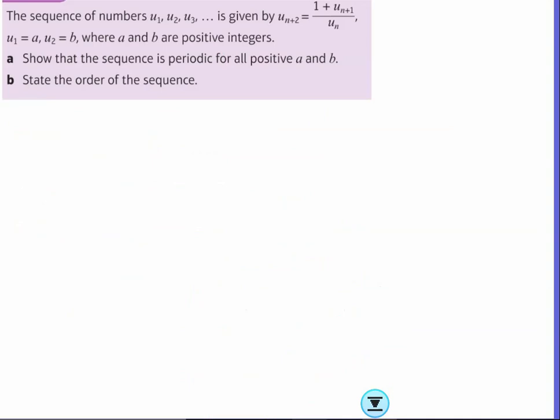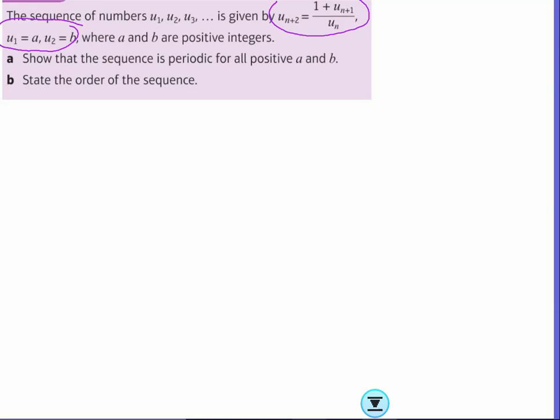Time for the big guns. We have a sequence. There's very little numbers, so it's going to really test your algebra skills. So u1 is a and u2 is b. We've got this recurrence formula. We have to show that the sequence is periodic. So it's kind of nice. We've got to keep going until it repeats. If it just gets uglier and uglier, often you've done something wrong. So pause it, have a go.